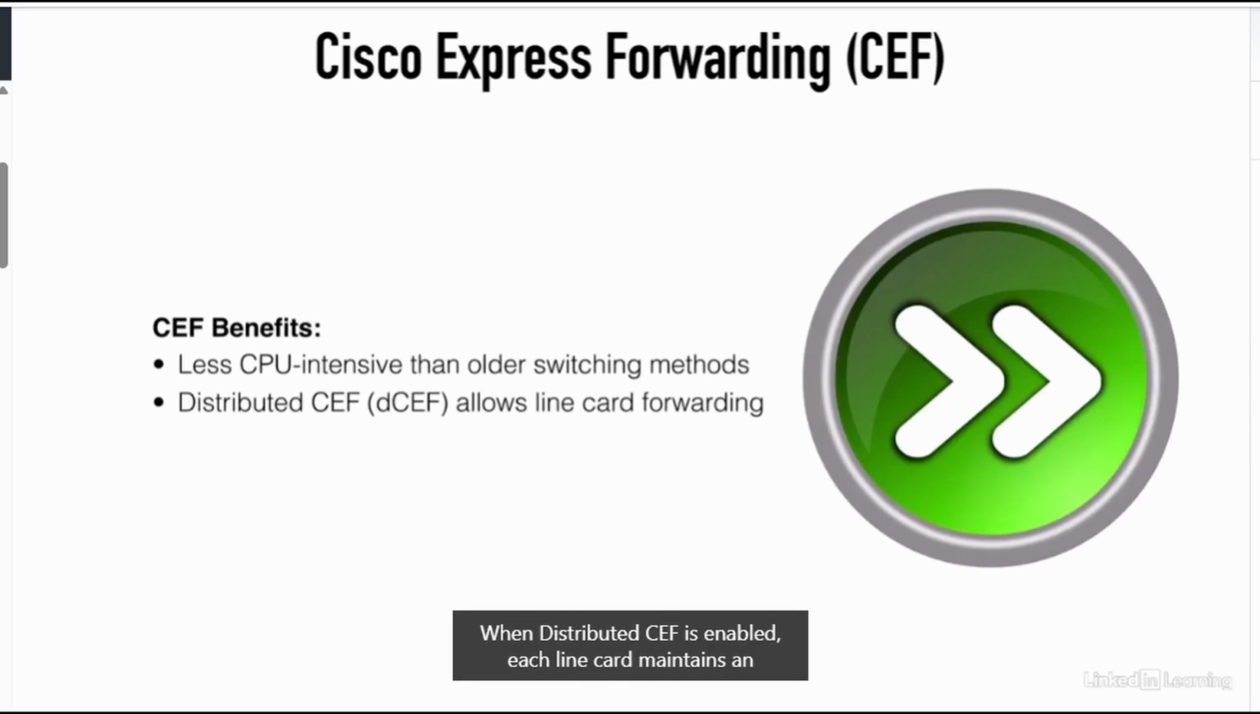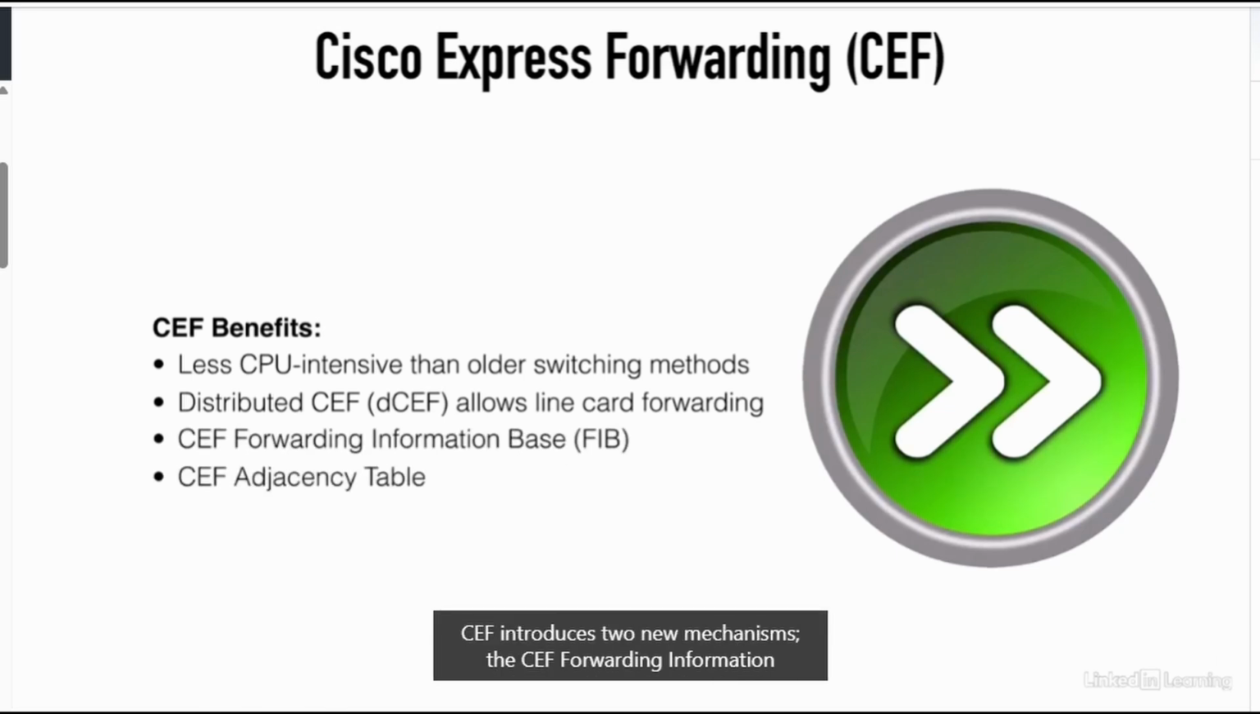When distributed CEF is enabled, each line card maintains an identical copy of the routing table, and the line card is simply the hardware module that provides the network interfaces. Allowing the line cards to handle forwarding themselves relieves the load on the main processor. CEF introduces two new mechanisms, the CEF Forwarding Information Base or FIB and the CEF Adjacency Table.